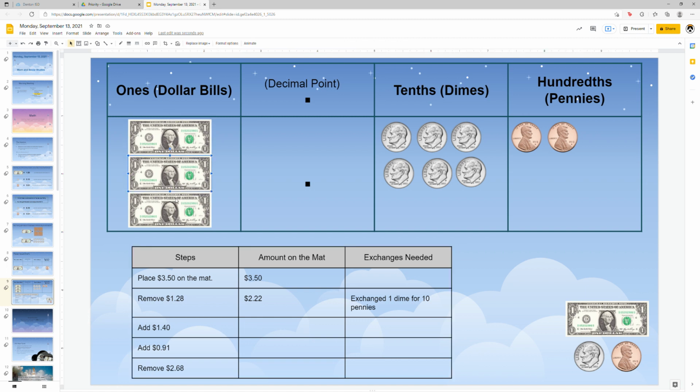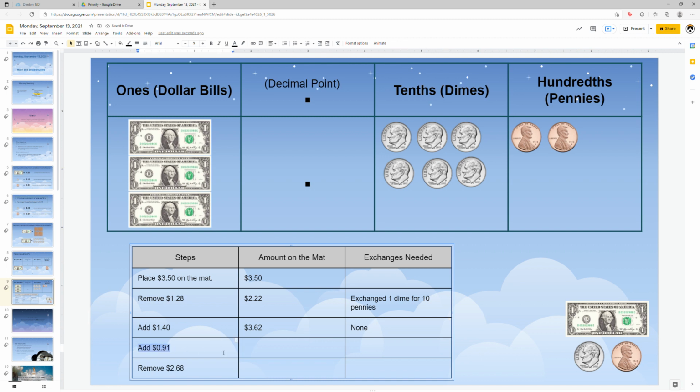I've got $1, $2, $3. There's my decimal point. And what is the decimal number, the change still remaining? Let's see our dimes. 10, 20, 30, 40, 50, 60 cents right there, plus 2 pennies, so 62 cents or 62 hundredths. Did we need to do any exchanges? We just added money on the mat.